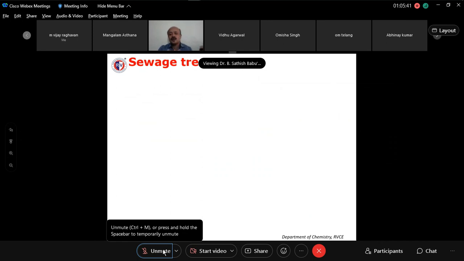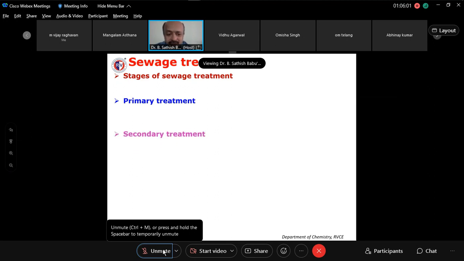Now we'll consider how to treat this sewage. That is called sewage treatment. This is a very important thing. There are different stages of sewage treatment. First stage is primary treatment, and it is called mechanical treatment. Second is secondary treatment, called biological treatment, and third is tertiary treatment, also called chemical treatment. So these are the three different stages for the treatment of sewage water.